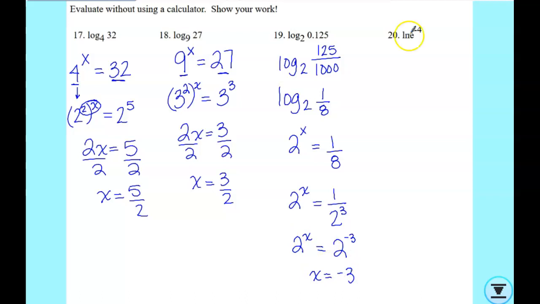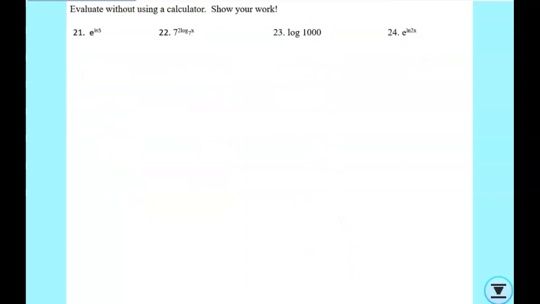On the last one, ln is the same thing as log base e. So we have a log with the same base as the exponent. So these two will cancel each other out, and the solution is negative 4. Last set. This one is very similar to the last one that we had. We have an exponential with base e, and we have a log of base e. So these two will cancel each other out, and the solution is 5.